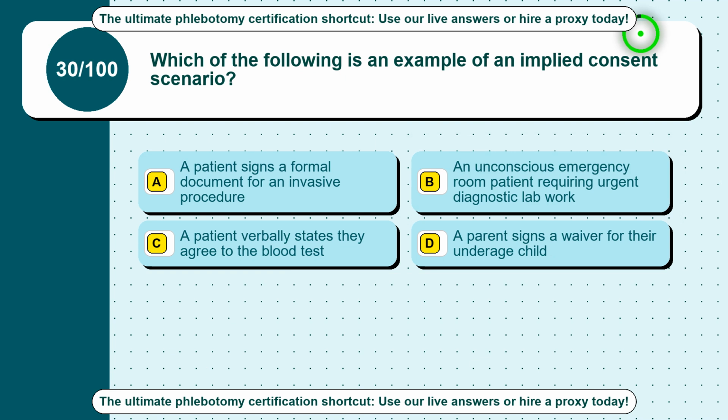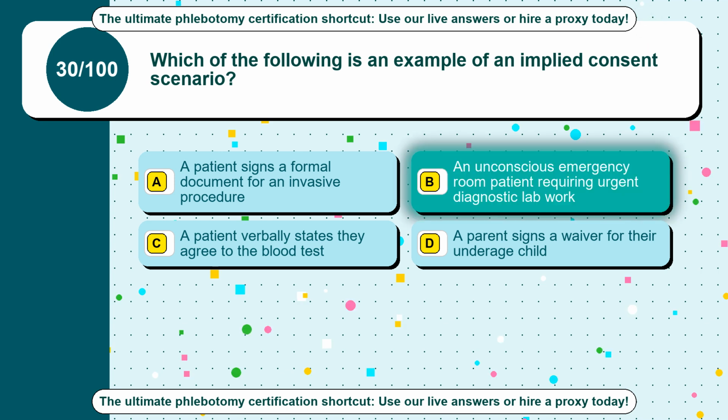Question 30. Which of the following is an example of an implied consent scenario? Option A, a patient signs a formal document for an invasive procedure. Option B, an unconscious emergency room patient requiring urgent diagnostic lab work. Option C, a patient verbally states they agree to the blood test. Option D, a parent signs a waiver for their underage child.